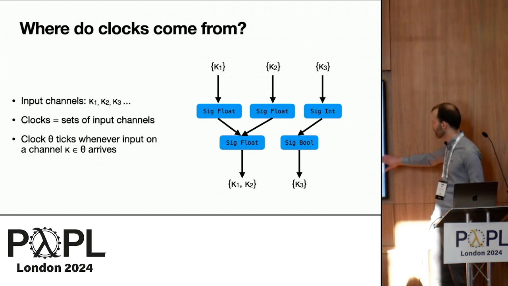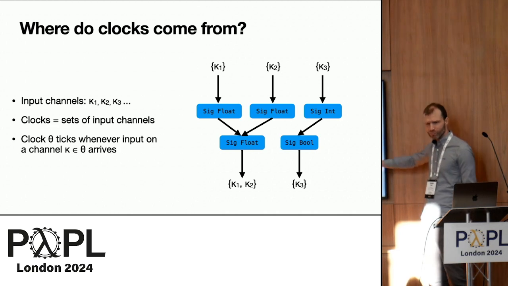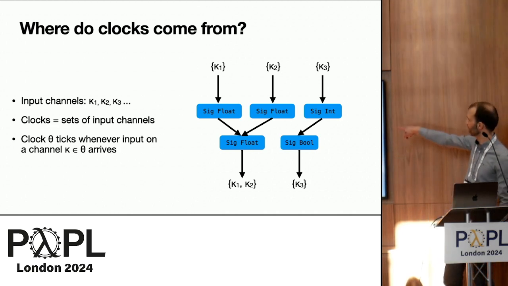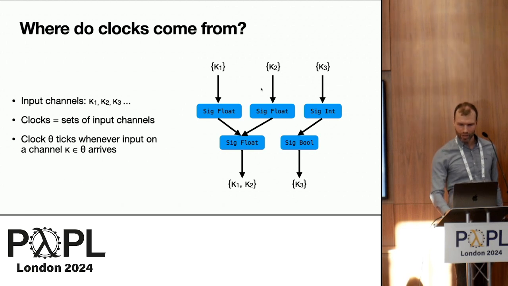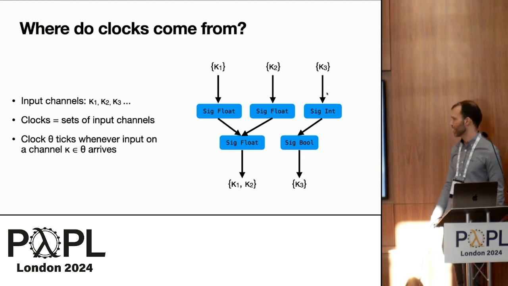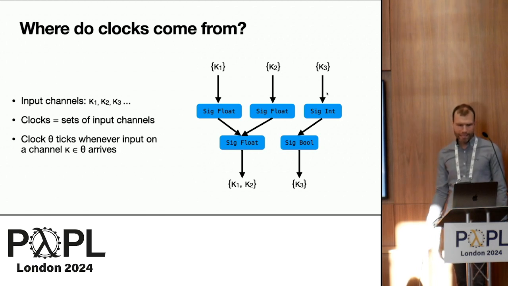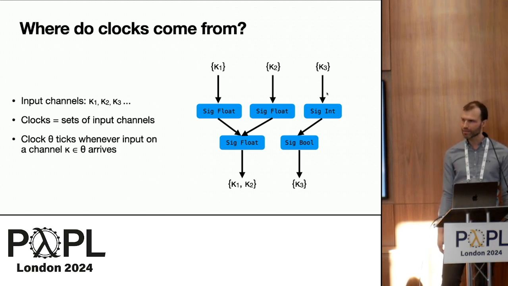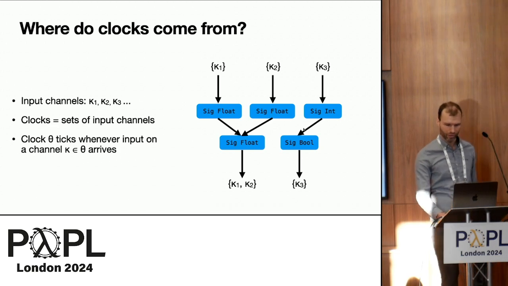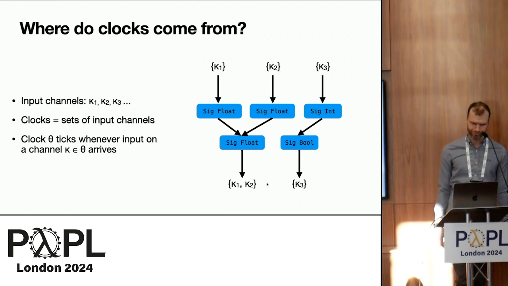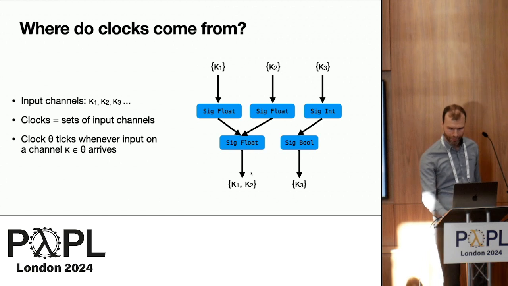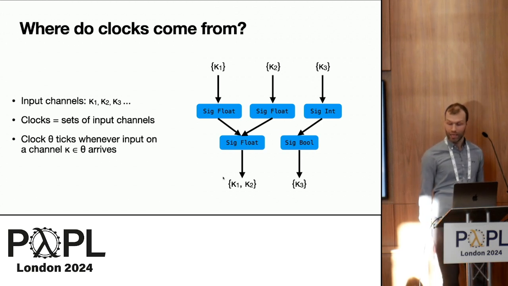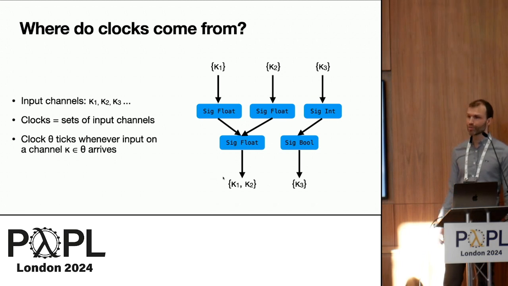So again, this picture about our reactive program that receives inputs from these channels at the top here. We have this kappa 1, kappa 2, kappa 3. That's how we name our input channels from which we receive our inputs. And now clocks are simply sets of those input channels, right? So here, for example, we have this clock consisting of kappa 1 and kappa 2. And intuitively, a clock ticks whenever we receive input on one of the input channels that are in there. So this clock will tick whenever either kappa 1 or kappa 2 receives a new input.